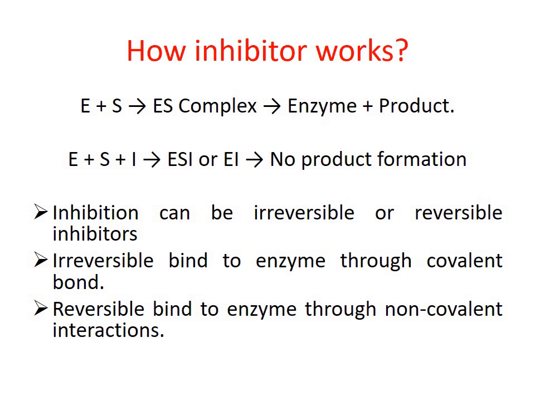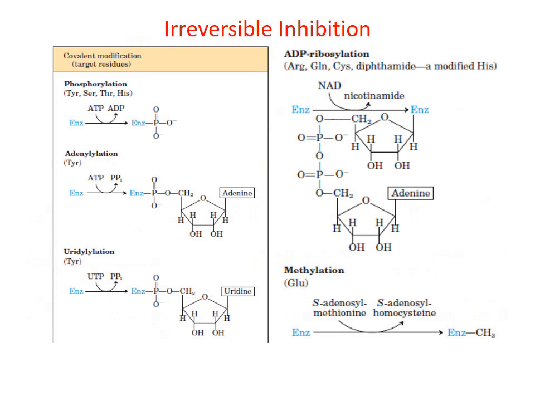Enzyme inhibition is of two types: reversible and irreversible enzyme inhibition. A reversible enzyme inhibitor binds to the enzyme through non-covalent bonds, but an irreversible enzyme inhibitor binds to the enzyme by covalent bonds, which are strong bonds. There are different types of irreversible enzyme inhibition.